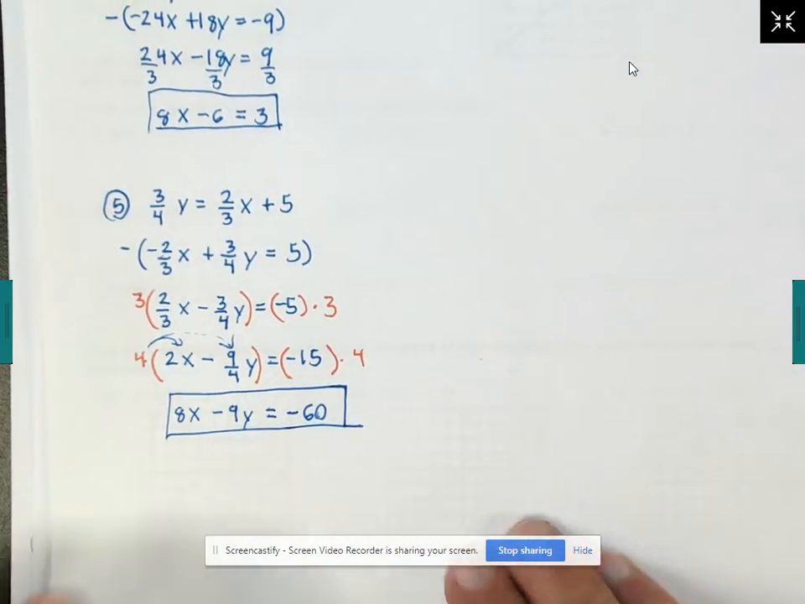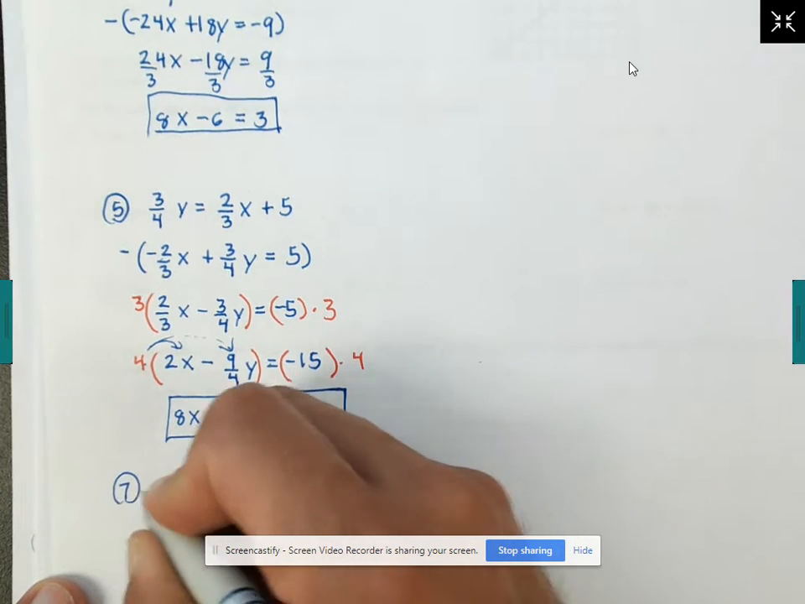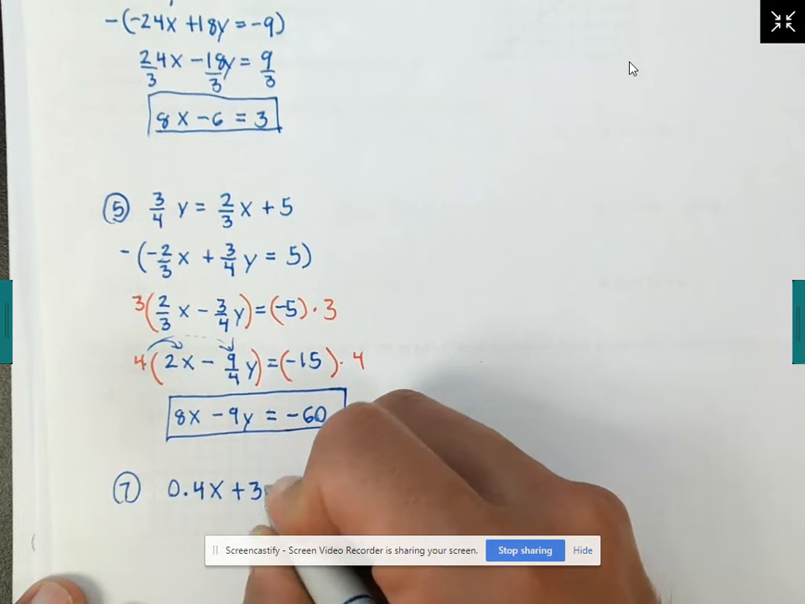And last but not least, let's see. I'm going to pick number 7 now. So number 7 looks like this. So we have 0.4 here. And this might be a little tougher for you.